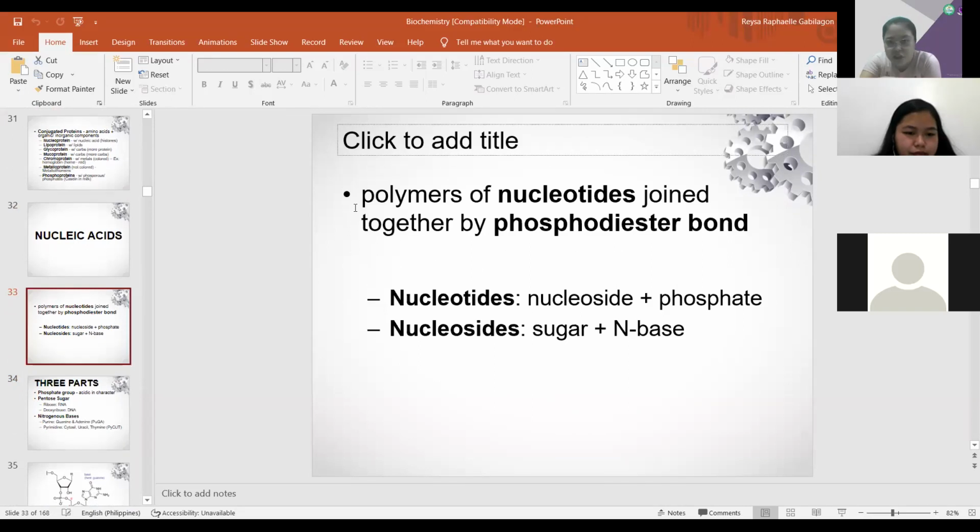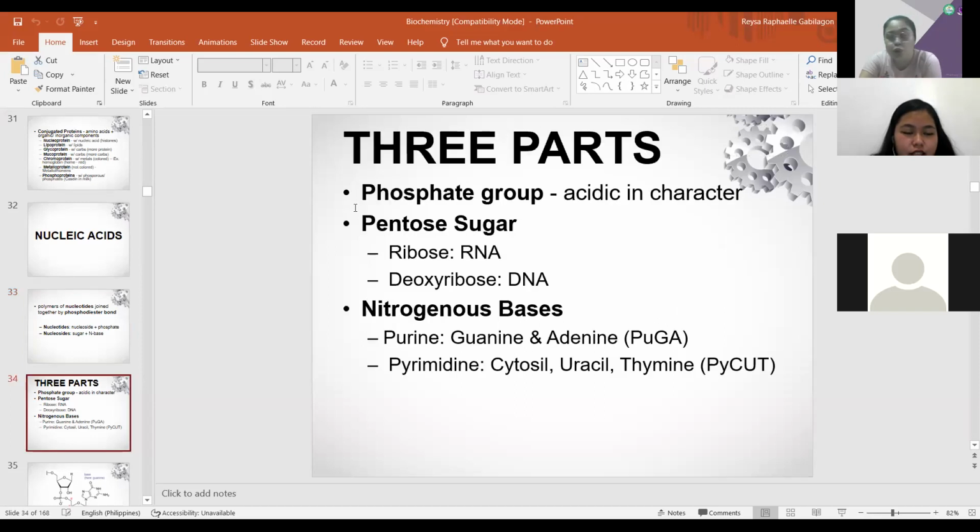I hope na master nyo na yan. Our building blocks for our nucleic acids are the nucleotides. And when you say nucleotides, tatlo yan. You have the phosphate, the nitrogenous bases, and the sugar. So we have two, DNA and RNA. Their difference is on the sugar. For RNA, we have ribose, and then deoxyribose for the DNA.